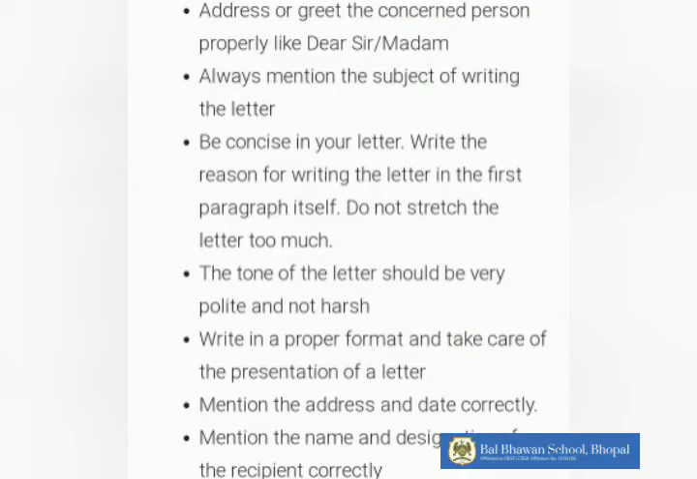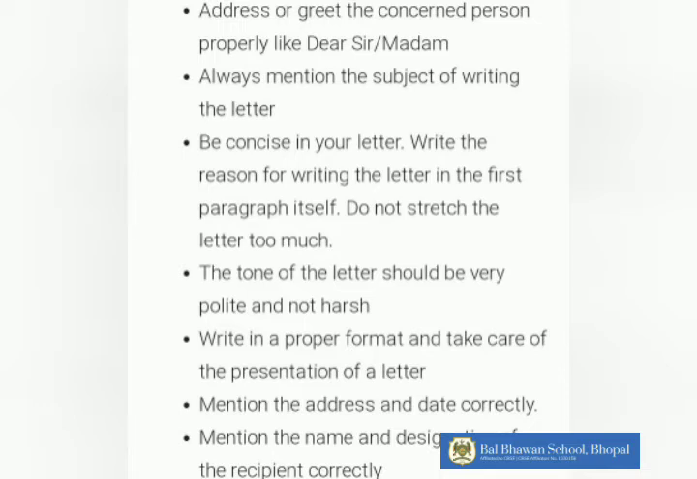We need to keep certain points in our mind while drafting a formal letter. Address or greet the concerned person properly, like dear sir or dear madam. Always mention the subject of writing the formal letter. Be concise in your letter. Write the reason for writing the letter in the first paragraph itself. Do not stretch the letter too much. It should not be very lengthy. All right? The tone of the letter should be very polite and not harsh.